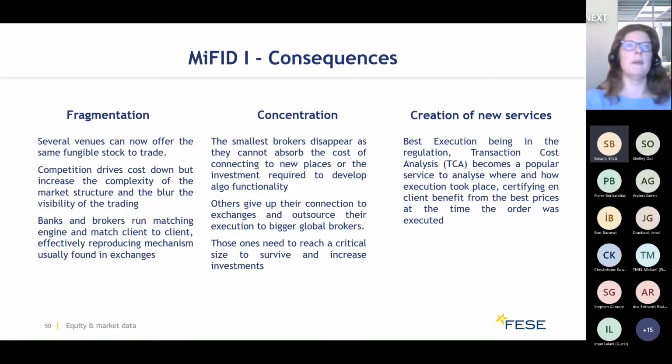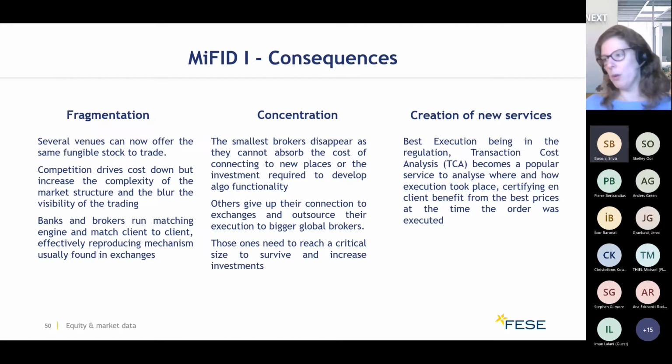Consequences of MiFID I. Yes, so the policymakers indeed got what they asked for. With the rise of MTFs, systematic internalizers, and other types of platforms, a lot of fragmentation occurred. Is that a bad thing? No, it's not a bad thing, because what competition does, it drives the cost down, and it makes trading more accessible to investors, and at certain points also cheaper. What it also does, it offers trading in equities on different types of platforms, so that you can choose where you would like to execute your order. And because shares are fungible, they are the same exact product, no matter where you trade it, it is possible to do so.